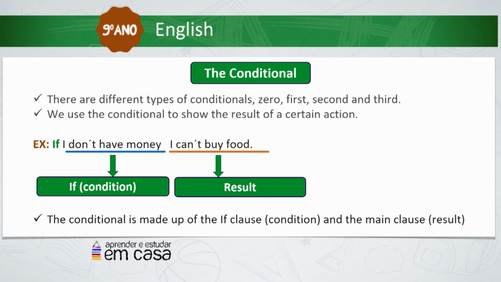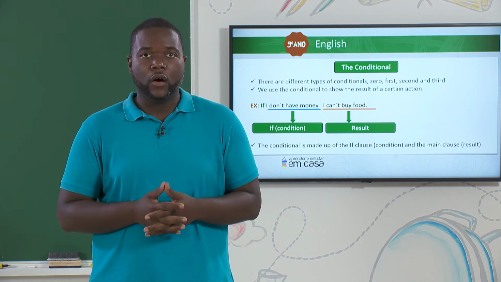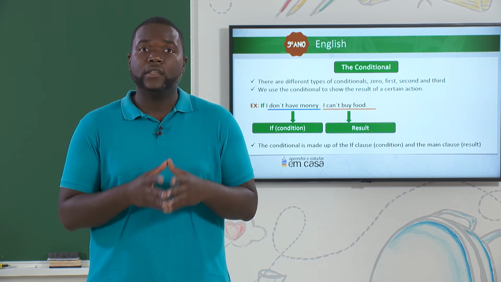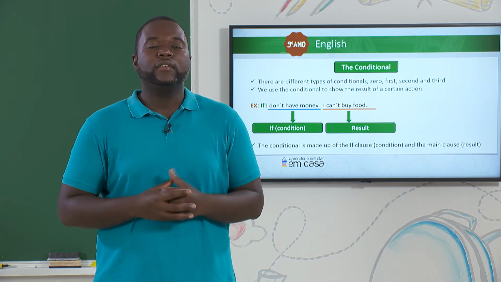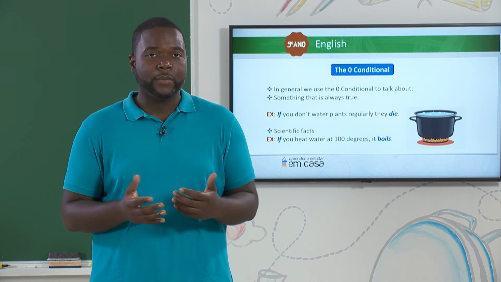Now, if I don't have money, this is the condition. What is going to be the result? Exactly. Very good. I can't buy food. Now, the conditional is made up of the if clause, that is the condition, and the main clause that represents the result. All right, students, so that was a brief introduction on the conditionals. But in this lesson, we are going to focus on the zero and the first conditionals. Now, let's learn when you can use the zero conditional and the first conditional, with some examples, of course.